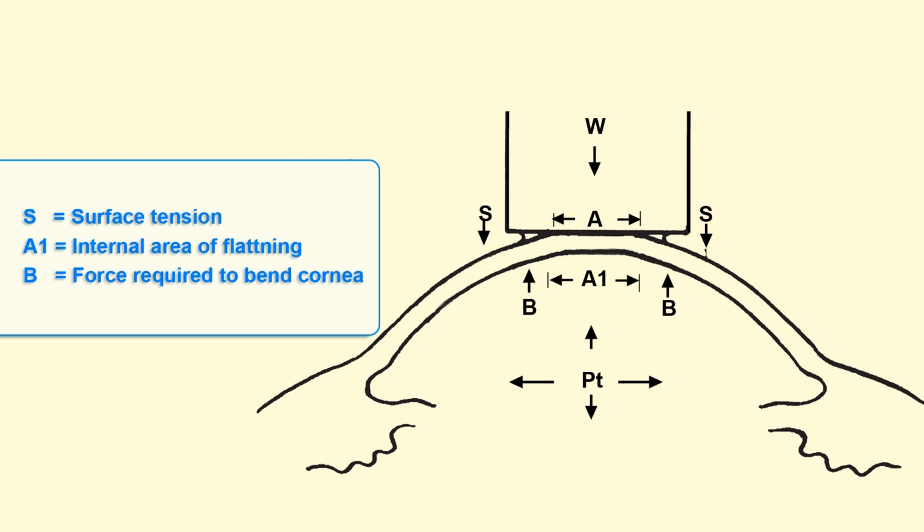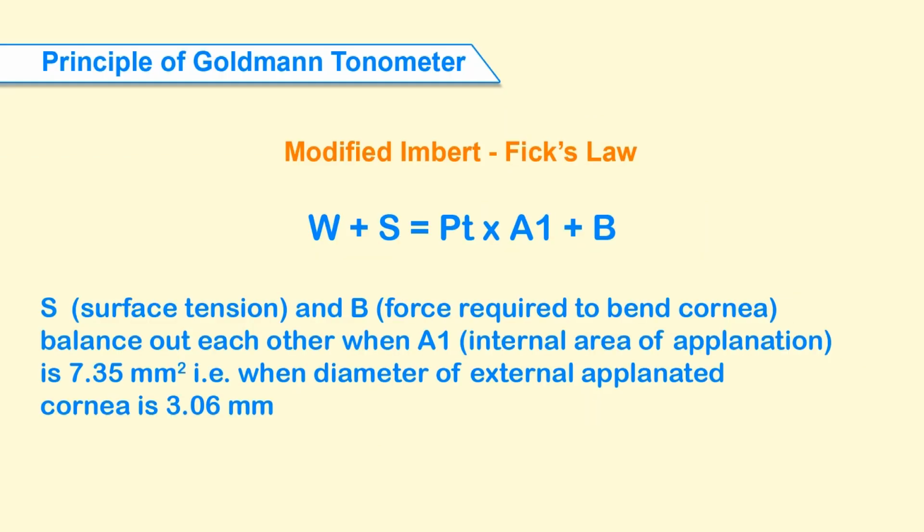Since eye is neither a perfect sphere nor dry and flexible, some other forces come into play and thus the law needs modification. These factors include volume displacement, ocular rigidity, surface tension and the force required to bend cornea. Whereas first two factors are negligible in applanation tonometry, the last two balance out each other when the internal area of corneal applanation is 7.35 millimeters square. This quantum of internal applanation is achieved when external diameter of applanated cornea is 3.06 millimeter. Thus, at this stage, the law becomes applicable.